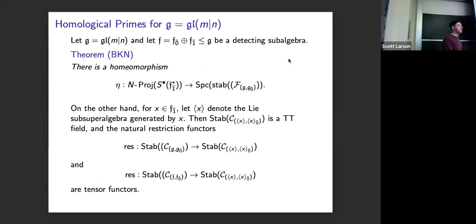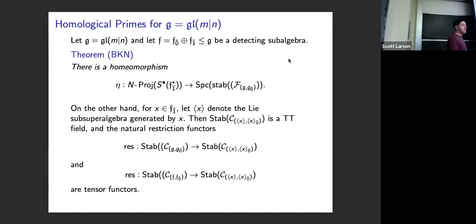Okay, so what I want to talk about now is a way to construct the homological primes for GLMN. A theorem of Boe, Kujawa and Nakano is that if you consider GLMN in the detecting subalgebra F, there's a homeomorphism between the Proj of the symmetric algebra on F1 star and the Balmer spectrum of the small stable module category of G G0.